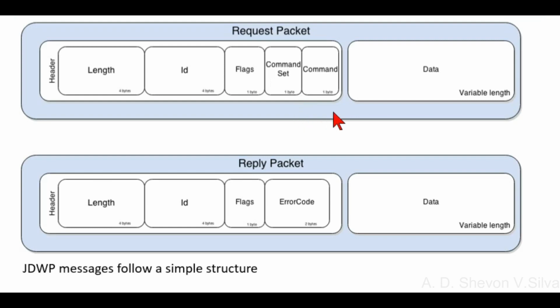Command: this field identifies a particular command in a command set. This field, together with the command set field, is used to indicate how the command packet should be processed. More succinctly, they tell the receiver what to do.